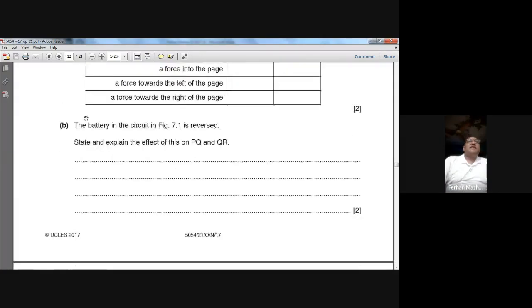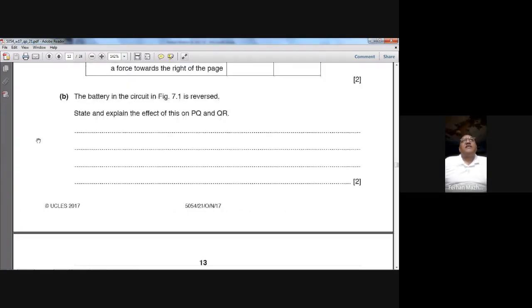Okay, so the next B part says the battery in the circuit in figure 7.1 is reversed. State and explain the effect of this on the PQ and the QR. If you reverse the battery, the direction of the current in the PQ and the QR will change. The direction of the magnetic field has not changed, but the current flowing in the PQ and the QR has reversed. Due to that, the direction of the force experienced by the PQ and the QR will also reverse.